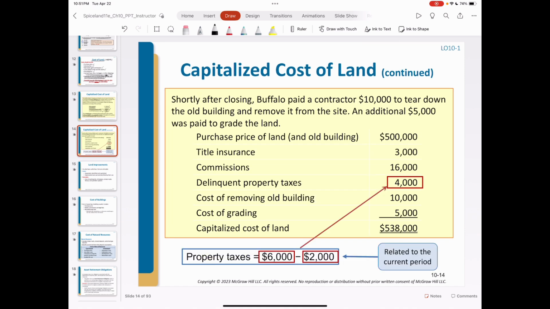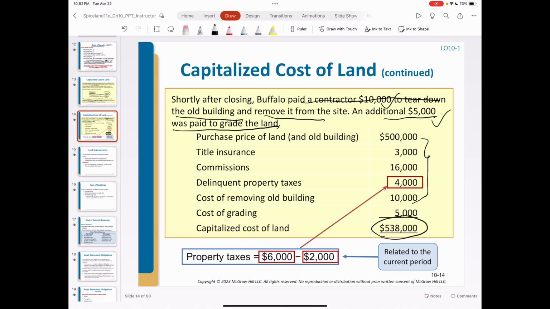Also, the company pays a contractor to tear down the old building and remove it from the site. An additional 5,000 was paid to grade the land. So these are all necessary costs. So finally, the total cost of this land is the sum of these items.